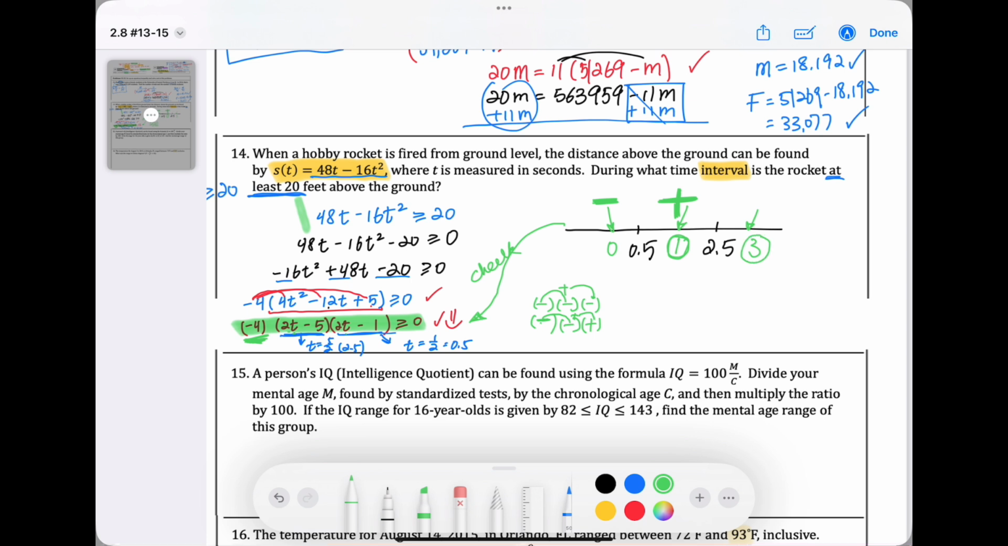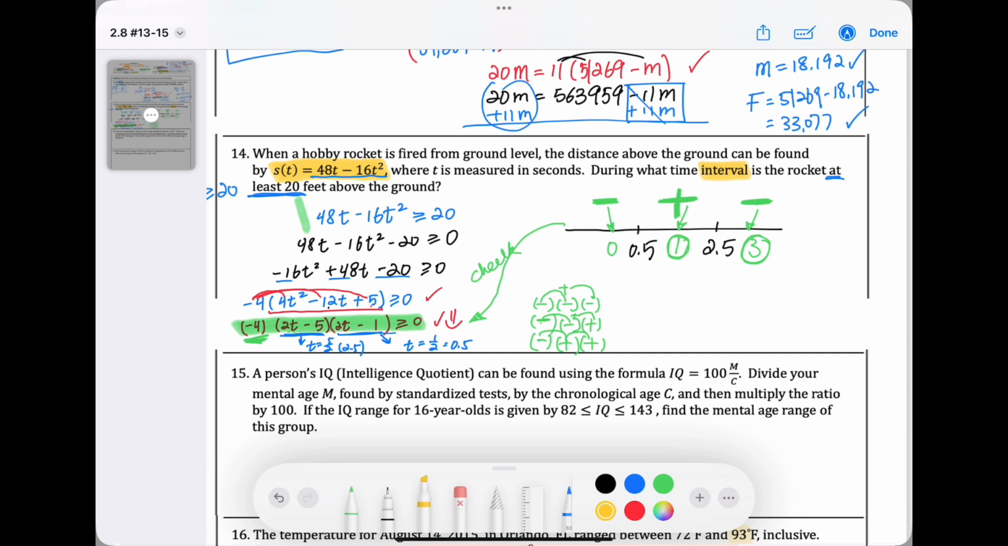What if I plug in 3? Let's check it out. Negative 4 is already there, so leave me alone. 2 times 3 is 6, 6 minus 5 is 1, so positive. And 2 times 3 is 6, 6 minus 1 is 5, which is positive. So housekeeping, negative times positive is a negative. Negative times positive is still negative, right? So this is what we mentioned about. We do not need a calculator.